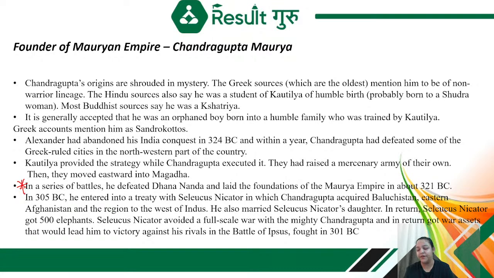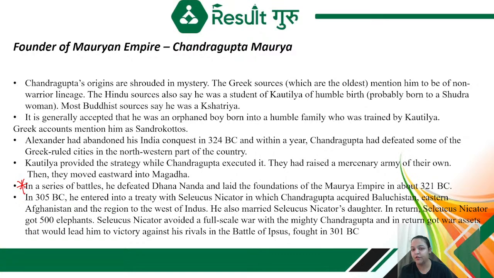All right. So basically, Chandragupta and Seleucus Nicator played a safe game. They realized that they both can't fight each other. And particularly Seleucus Nicator realized that he can't really fight Chandragupta Maurya. So he decided to have a treaty signed. And according to the treaty, he married his daughter so that Seleucus Nicator would never attack the Mauryan Empire. Fine. And then he also got a lot of war assets. Seleucus Nicator got a lot of war assets from Chandragupta, which really helped Seleucus in defeating his rivals in the Battle of Ipsus. Okay. So that's about the founder of the Mauryan Empire.